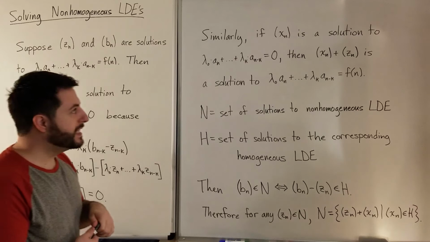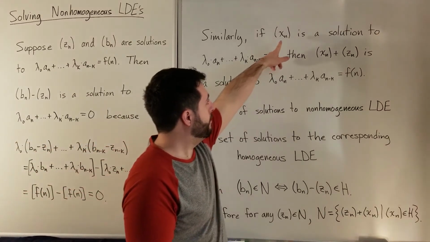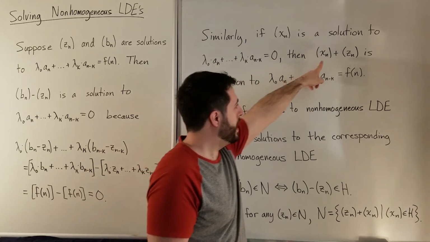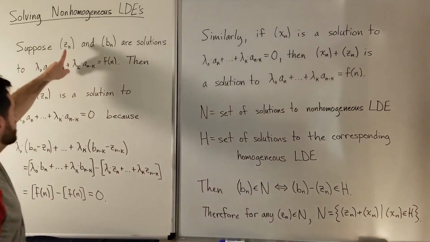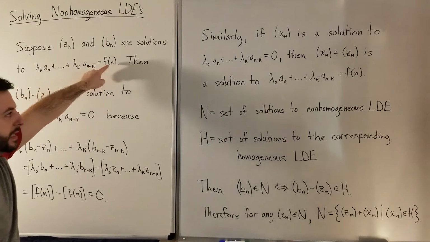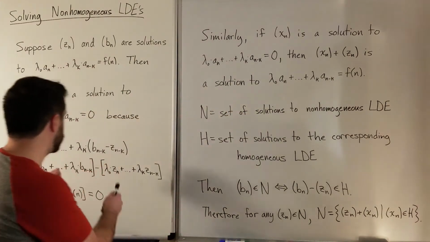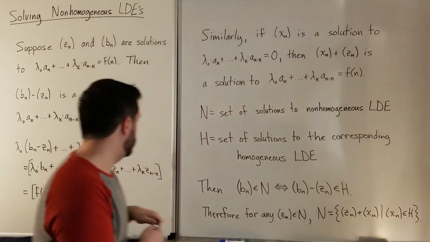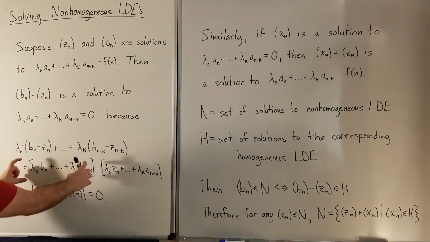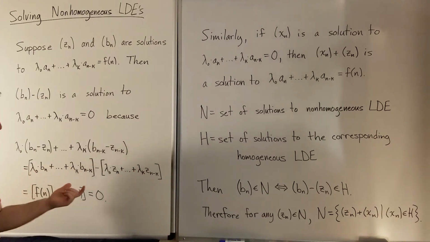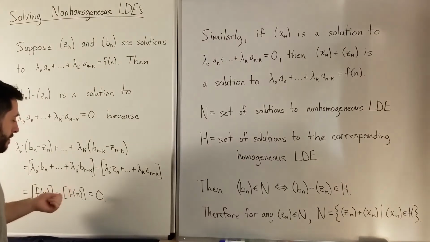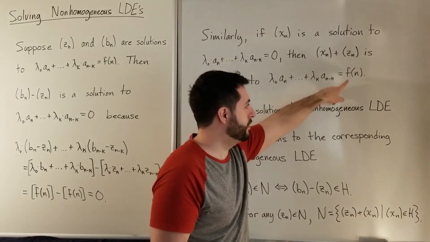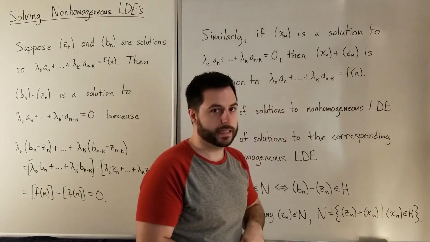Okay, very similarly, if xn is a solution to the homogeneous case, and we add it to zn, which is still this zn over here, a solution to the non-homogeneous case, then we can do the exact same argument of plugging in the sum xn plus zn, and we end up with a bracket plus bracket. One of them will be 0, the other one will be f of n, therefore we get 0 plus f of n is f of n, and this sum is another solution to the non-homogeneous case.